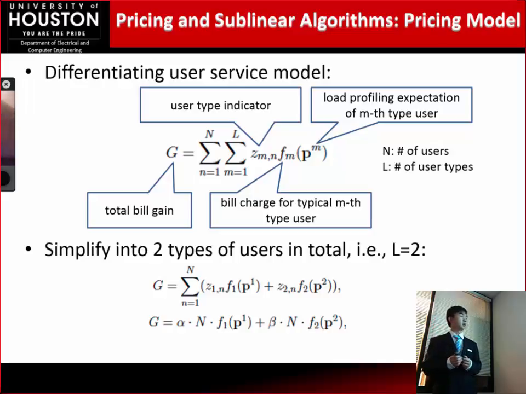To simplify my presentation, we restrict to two types of users in total here. So L is equal to 2, and the formulation evolves into the second bottom one. Since it's a summation, we can use the percentage. For example, we can use alpha to denote the percentage of type 1 users, and so it evolves into the final bottom equation. The only parameters we need to estimate are alpha and beta, and they sum up to one.